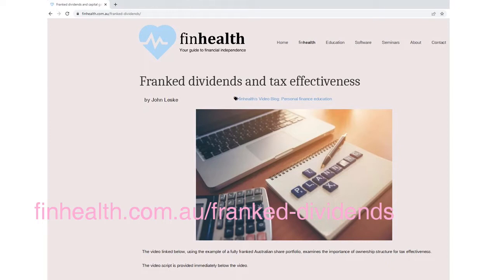The dividends paid by the top 200 listed companies in Australia carry a high level of franking credits, which need to be grossed up to calculate shareholders' pre-tax income. For much more on franking credits, see our article Frank Dividends and Tax Effectiveness.